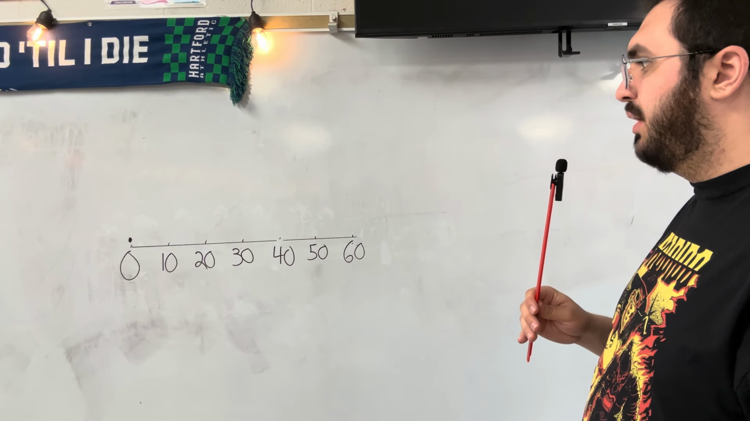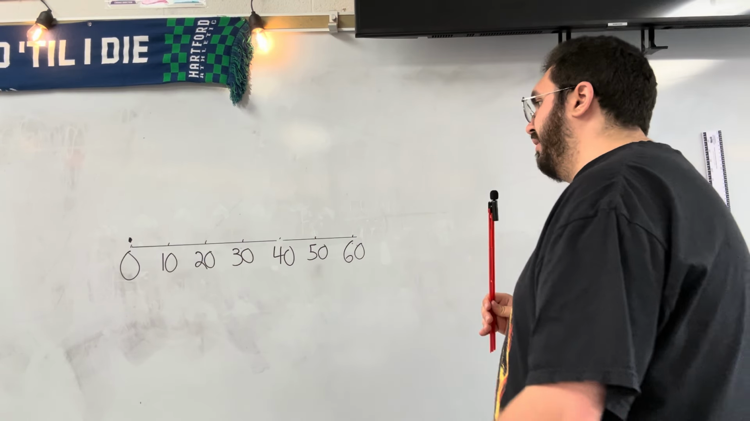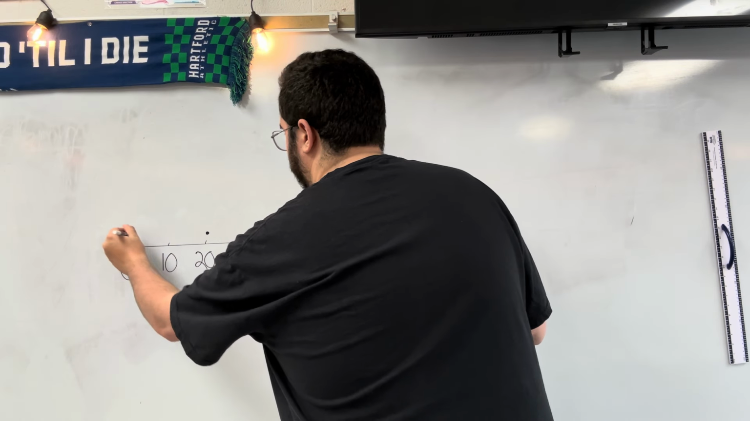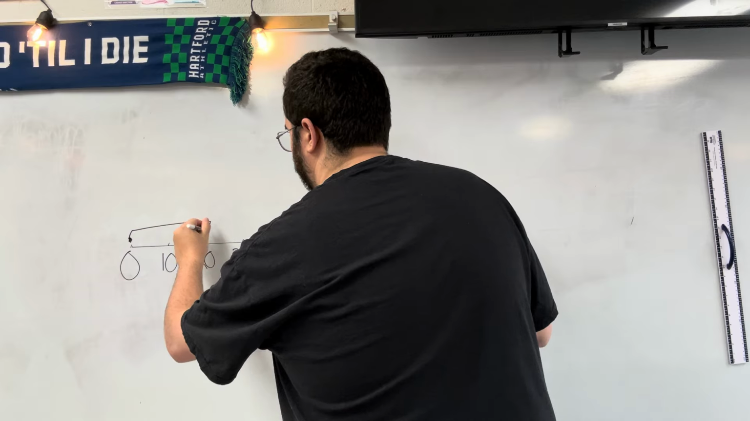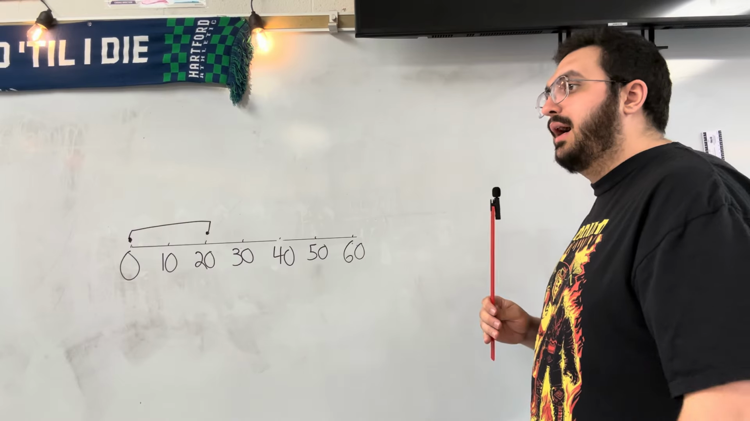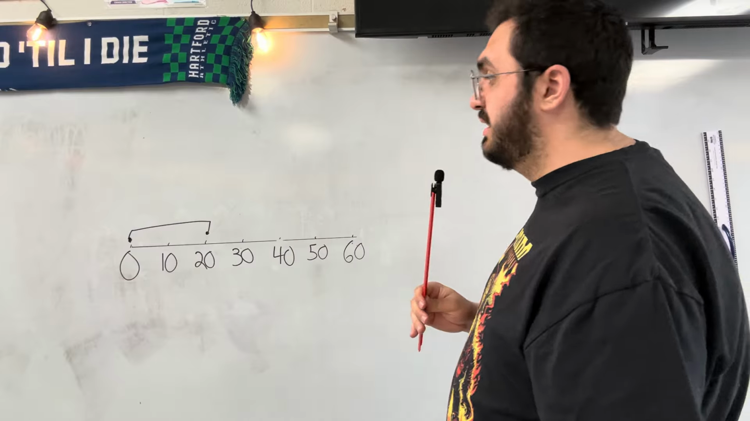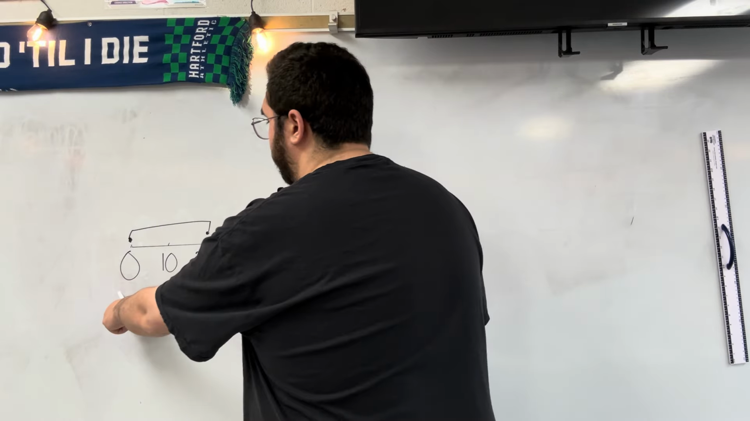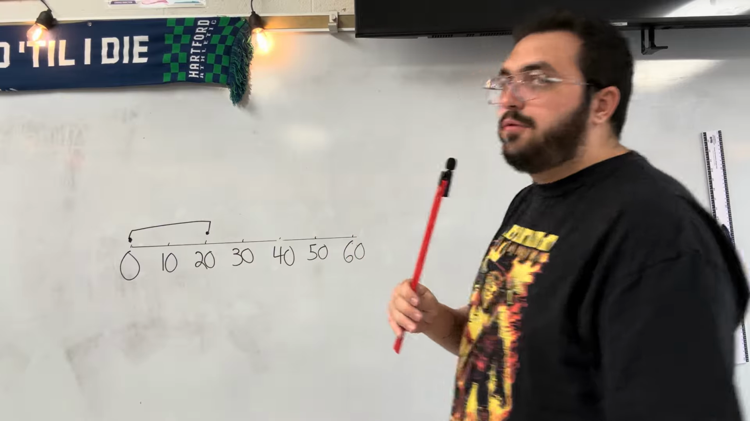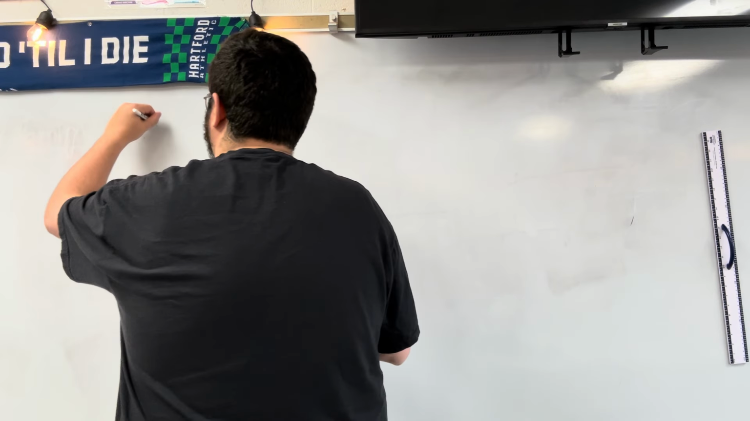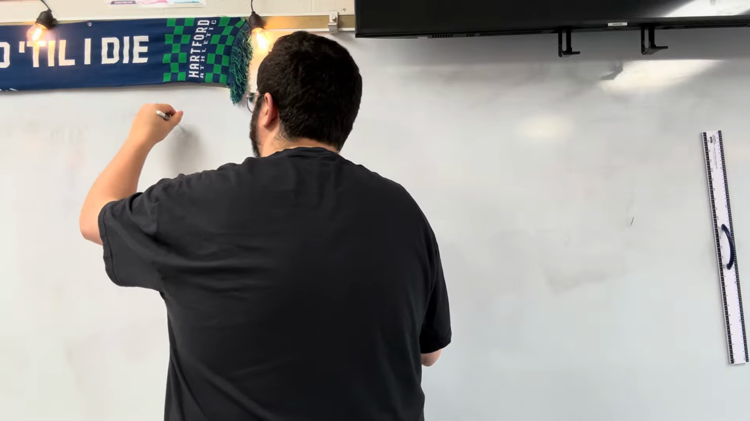Now, let's say I want to change my position. Let's say I went from 0 centimeters to 20 centimeters. My position changed by that much. I can figure out how much my position changed by doing my final position minus my initial position. We're going to refer to position as x throughout all of this. So x is position.